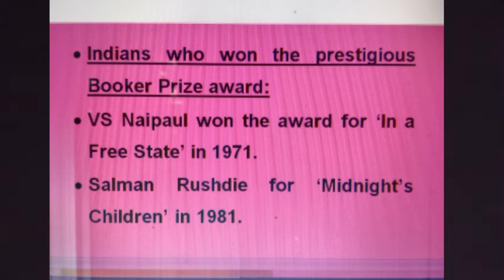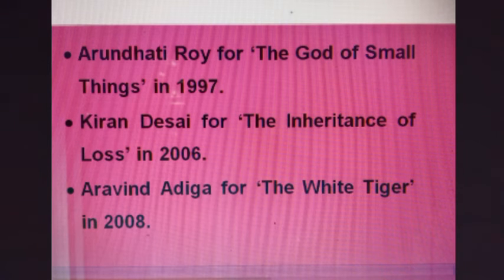And then Salman Rushdie won the Booker Prize for his work Midnight's Children in 1981. After this, Arundhati Roy won the Booker Prize for her book The God of Small Things in 1997. Then Kiran Desai won the Booker Prize for her work The Inheritance of Loss in 2006. Then Aravind Adiga won the Booker Prize for his work The White Tiger in 2008.